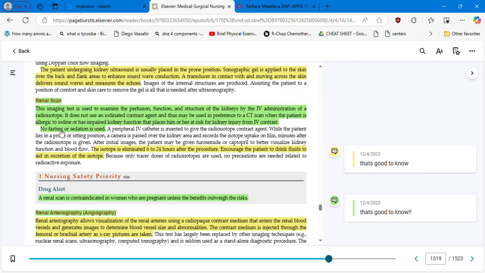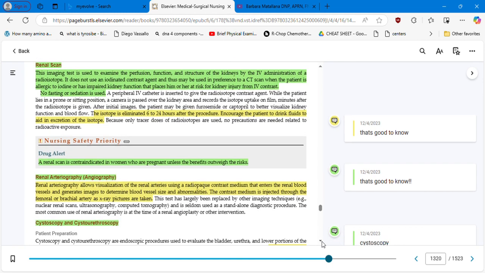So there's no fasting or sedation preparation for this test. The isotope is eliminated 6 to 24 hours after the procedure. Encourage the patient to drink fluids to aid in excretion of the material, and that's good to know.